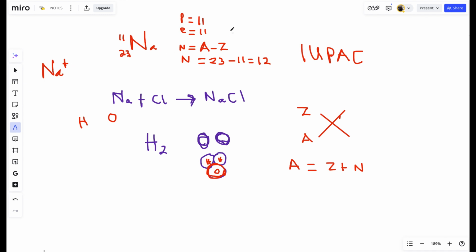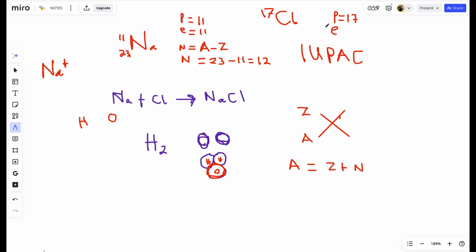What if you gain an electron? Like in the case of chlorine, which is 17. The proton number is 17, so the electron number is supposed to be 17. But if chlorine gains one electron from sodium, then the electron number will no longer be 17.